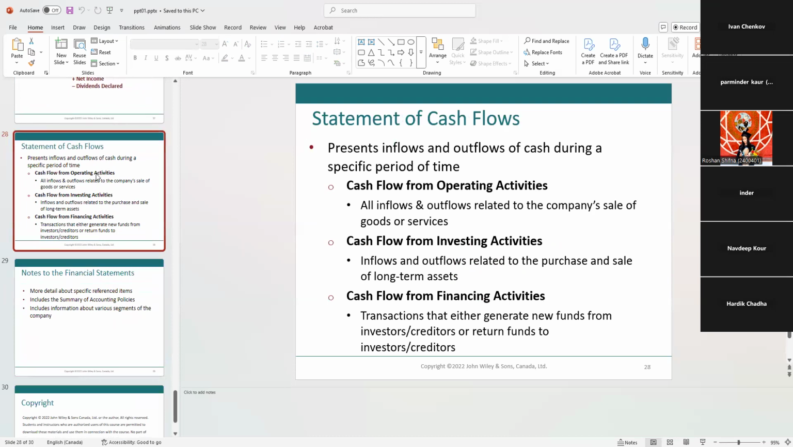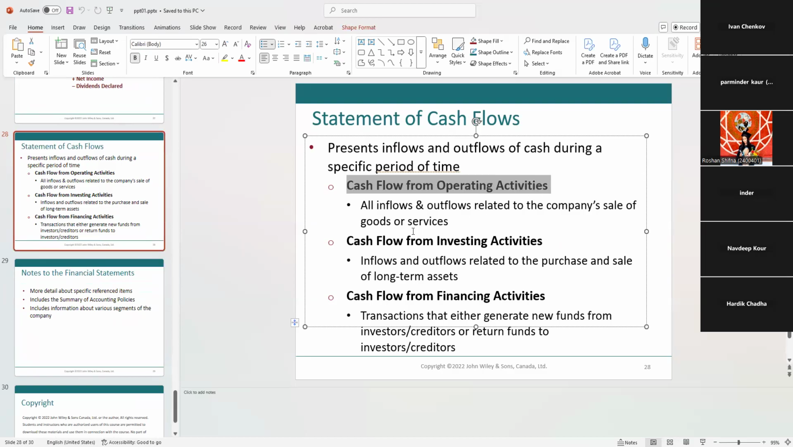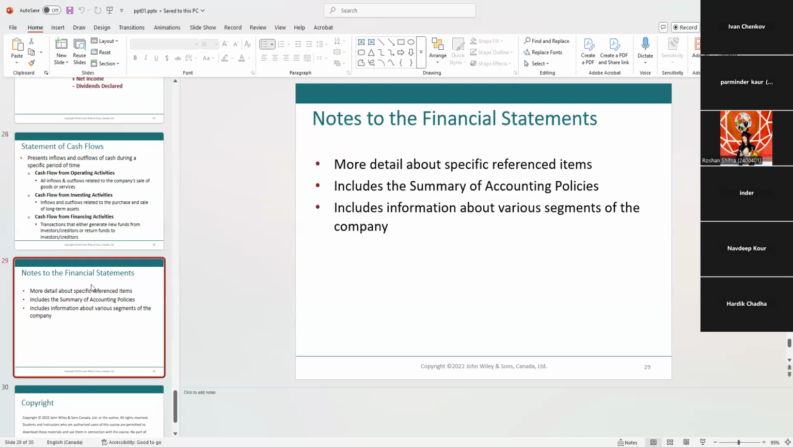Then we have the statement of cash flows, which has three sections. One section is the operating activity, which is the most important. Then the cash flow from the investing activities, and the third section is cash flow from the financing activity. The last one is the notes to financial statements.